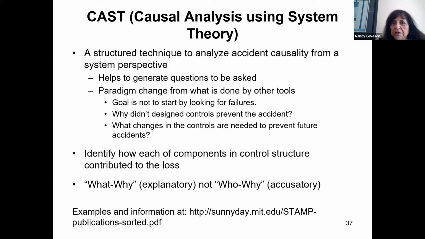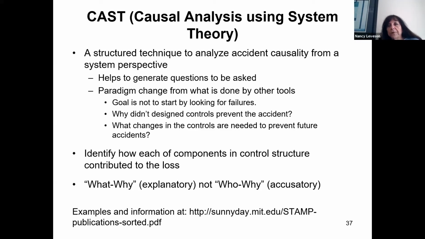It's a paradigm change from what's done by other accident tools today. The goal is not to start by looking at failures. The goal is to look at why the design controls didn't prevent the accident. We almost always design controls into a system. We know when we're building dangerous systems, people don't just design it willy-nilly and say, well, we'll wait until the accident occurs and we'll investigate it. We always design controls in. Why weren't they effective? And what changes in the controls are needed to prevent future accidents?